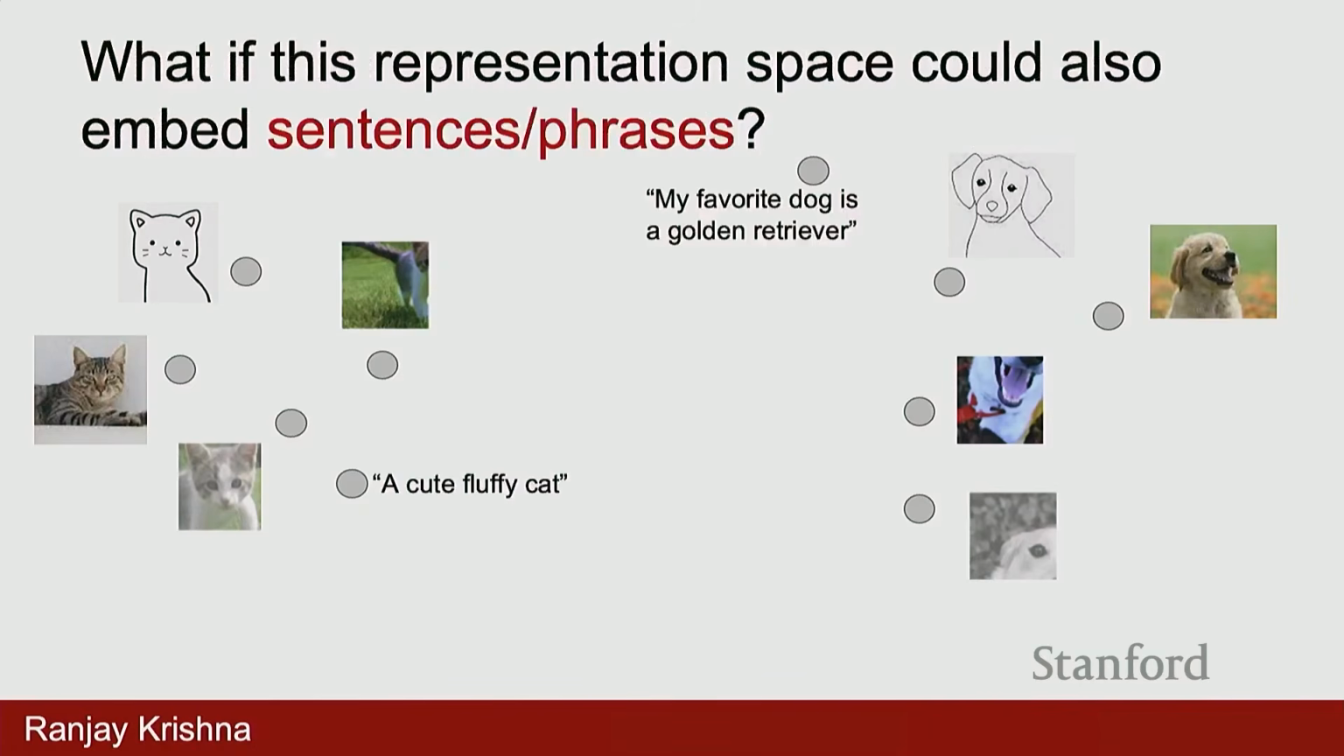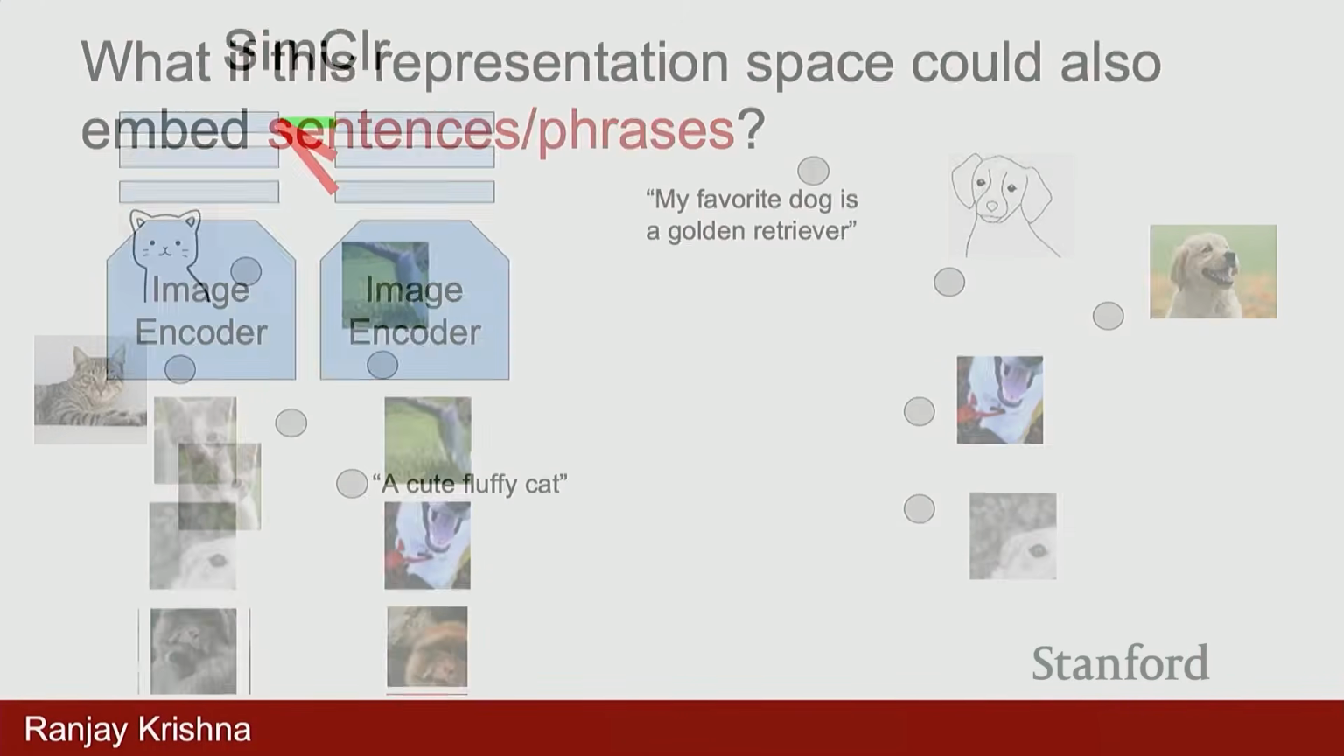And similarly, if we can also embed the phrase, my favorite dog is a golden retriever, ideally that representation would lie closer to golden retrievers than other kinds of dogs. So that's the general idea behind adapting the self-supervised learning objectives we've been talking about in class so far to incorporate text and other multimodal inputs.